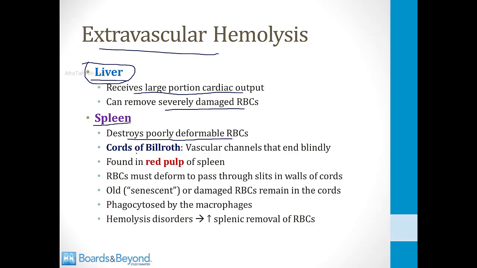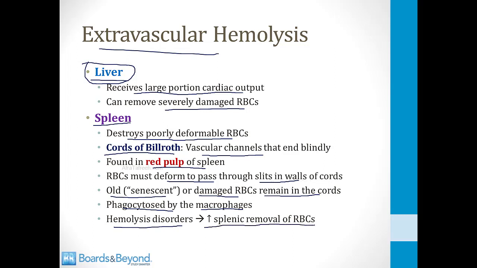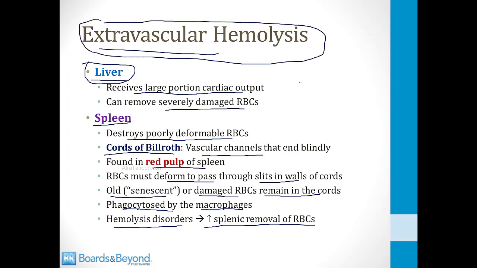There are structures inside the spleen called the cords of Billroth. These are vascular channels that end blindly. They're found in the red pulp of the spleen. I'll show you a picture of that in a minute. So under normal circumstances, red cells have to deform to pass through slits in the walls of the cords of Billroth. Only the young and healthy red cells are able to deform in this manner. Old or so-called senescent red cells or damaged red cells get stuck in the cords and they get phagocytosed by macrophages in the spleen. So in the setting of certain hemolytic disorders, especially ones where the shape of the red cell is abnormal, you can see an increased splenic removal of red cells, and that is a form of extravascular hemolysis. Obviously, it's occurring outside of the vasculature.